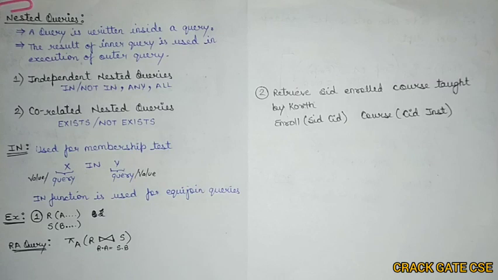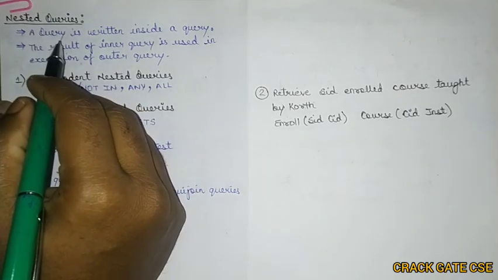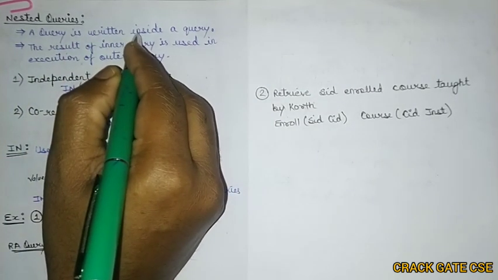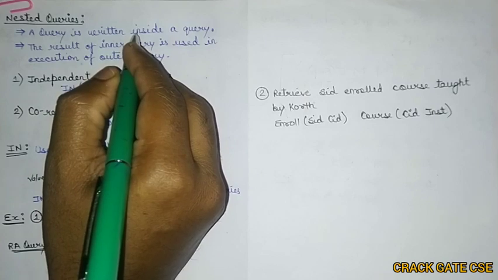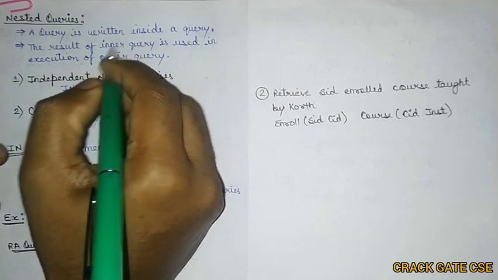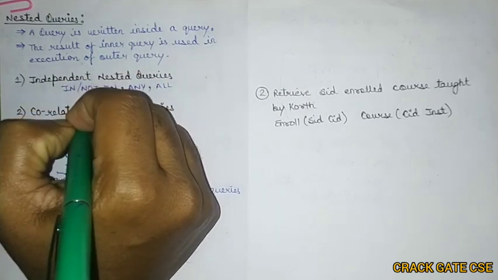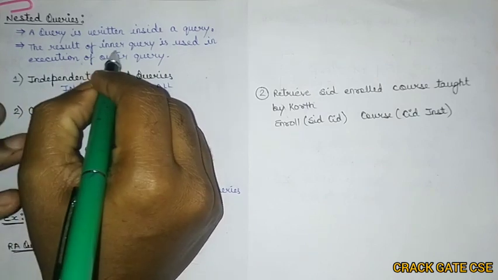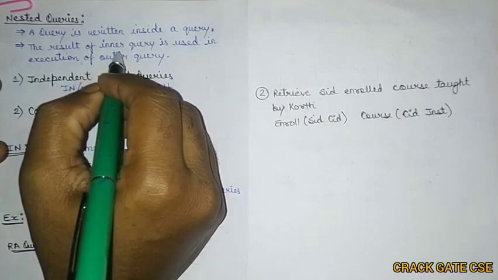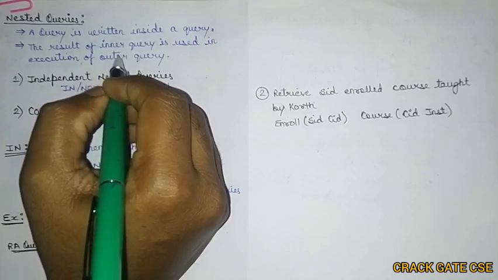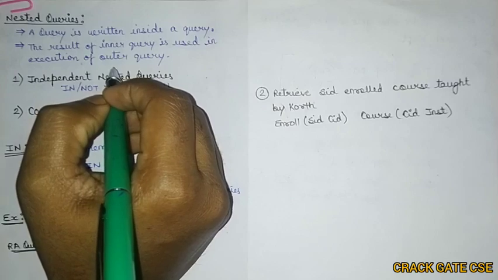So now let's start with the nested queries. What is a nested query in SQL? A query is written inside a query. If a query is written inside a query, that is known as the nested queries. That means query within query. The result of inner query is used in the execution of outer query. That means the inner query needs to be executed first. After that, that result of inner query will be used in the execution of outer query.